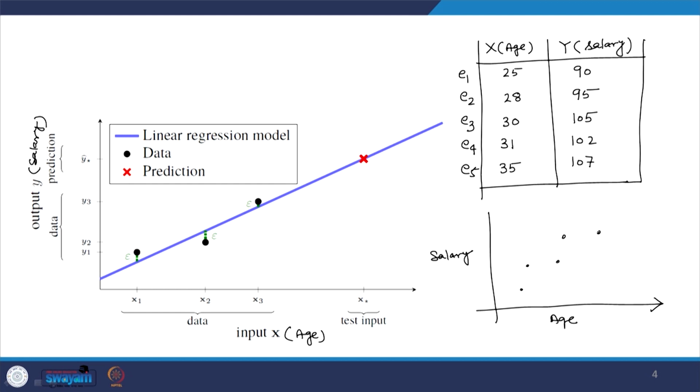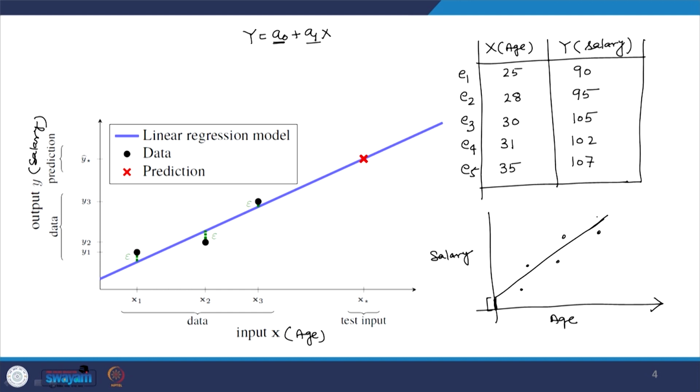Now, if I have a problem of linear regression, what will I do? I will look for the best fitted line using these data points. Let us say I get this line. It means I get a line y equals a0 plus a1 x, where a1 is the slope of this line and a0 is the y intercept.